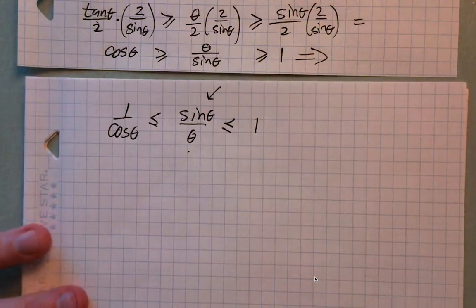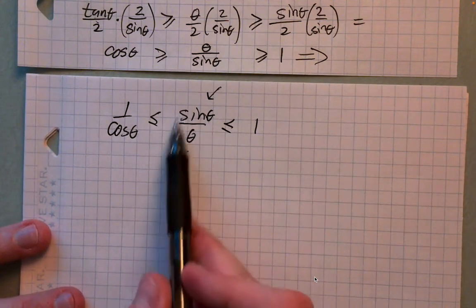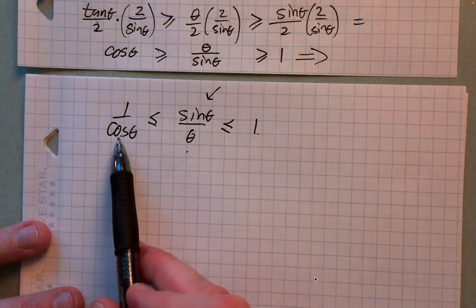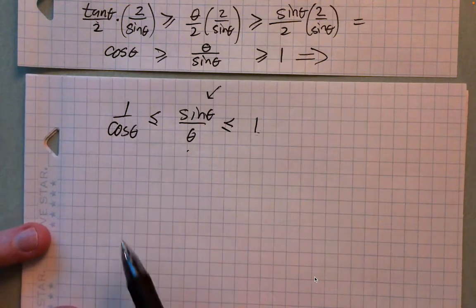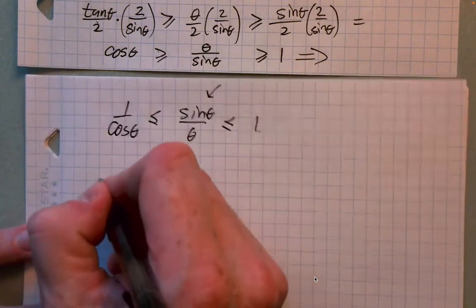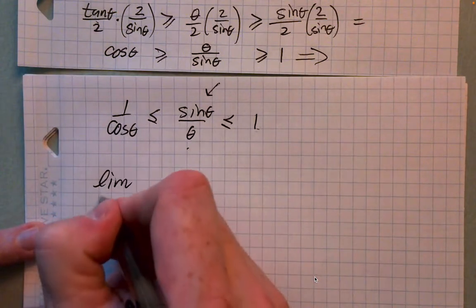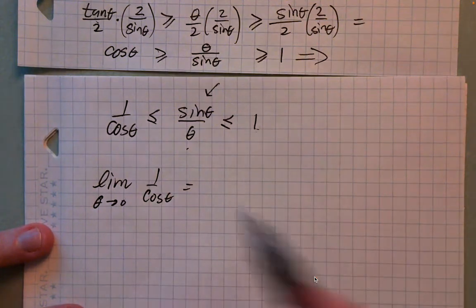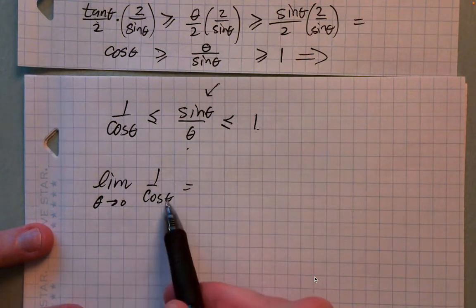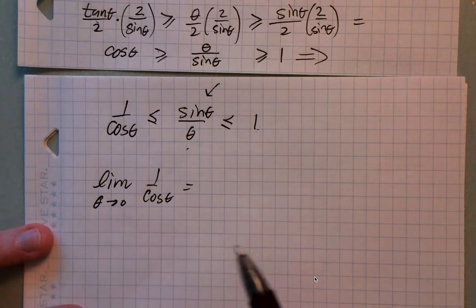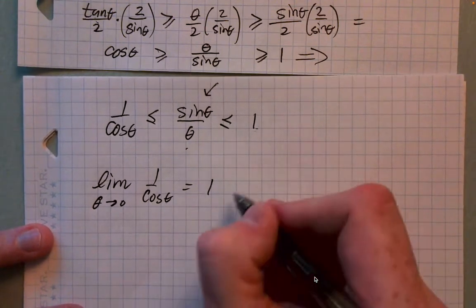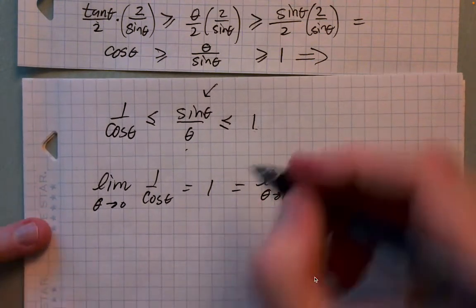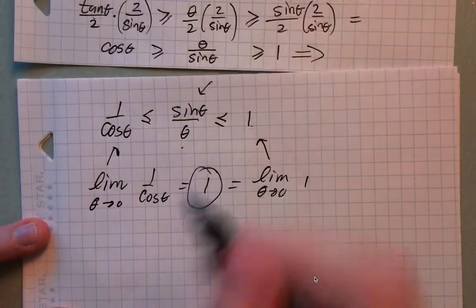Okay, so this is our target function. We have a geometric proof that shows the value of this function is between these two values. So we can use the squeeze theorem here. Specifically, the limit as theta goes to 0 of 1 over cos theta: what is the value of cosine of theta at 0? It's 1, so this is equal to 1. And that's obviously equal to the limit as theta goes to 0 of 1. So these two both have this common limit.